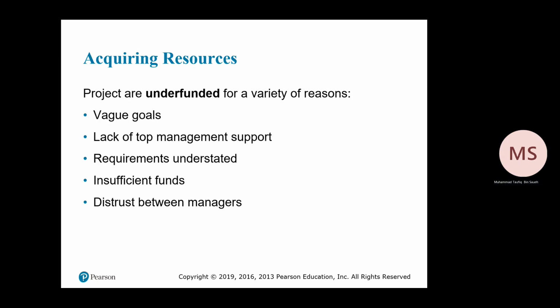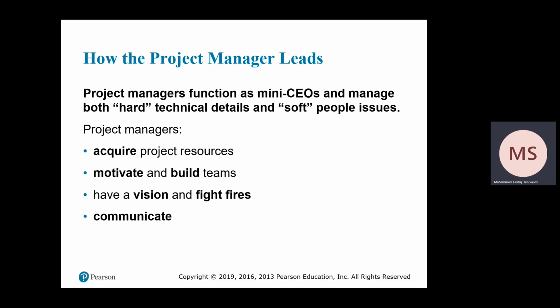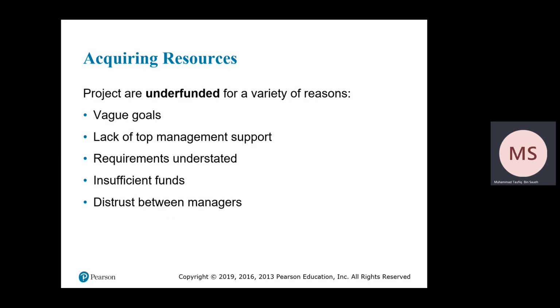Here they already stated that as a project manager, you have four functions. First is to acquire project resources. Second is to motivate and build your team. Third, you must have a vision and must be able to fight fires. And lastly, you must be able to communicate. First of all, we go to the first one, acquiring resources.